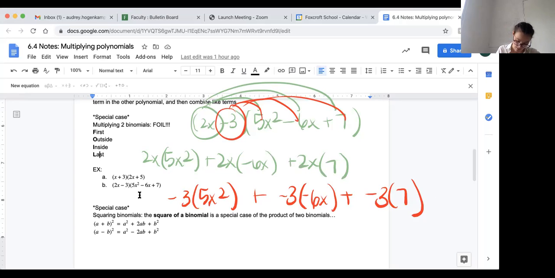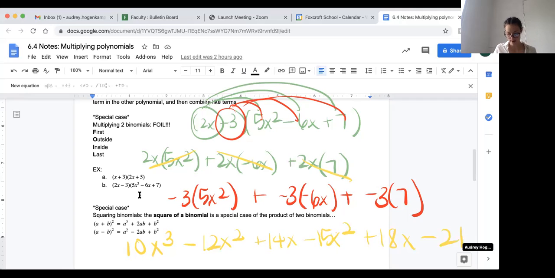So 2x times 5x squared is going to give us 10x cubed plus 2x times -6x is going to give us -12x squared plus 2x times 7 is going to give us plus 14x. -3 times 5x squared is going to give us minus 15x squared plus 18x minus 21. And so now we can see that we've multiplied each thing in our first polynomial by everything else in our second one, okay? And so I like to draw those little rainbow lines to help me keep track of everything. And now we can combine like terms.